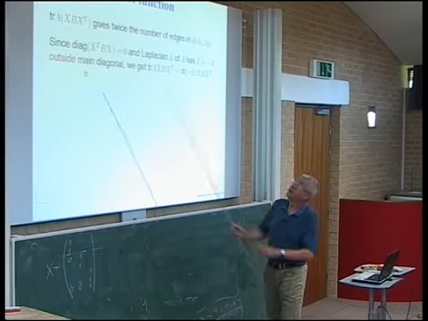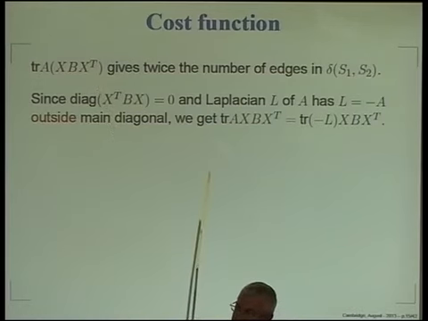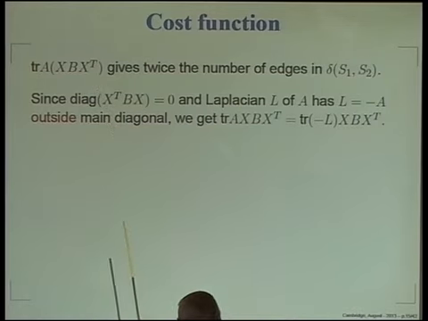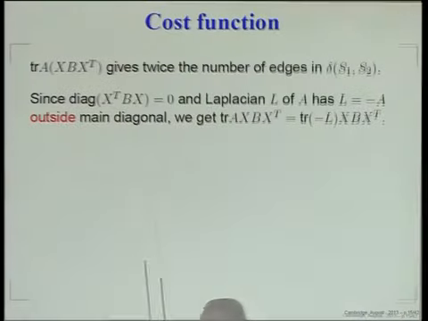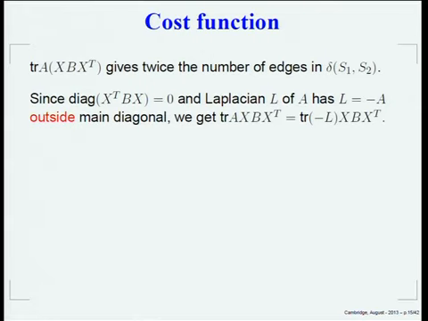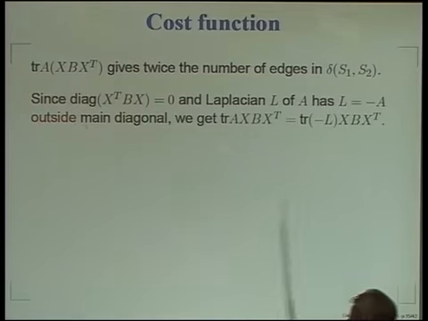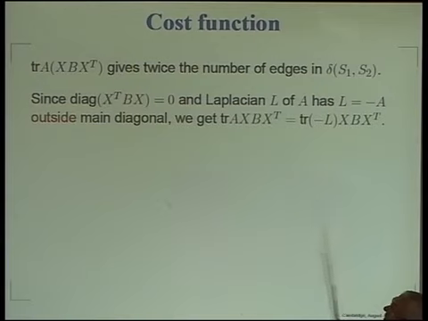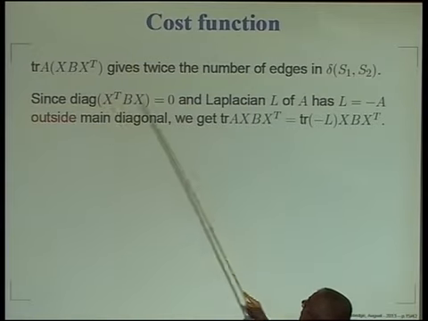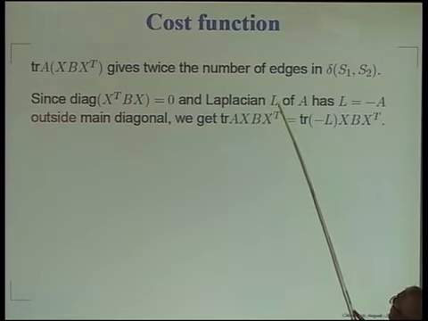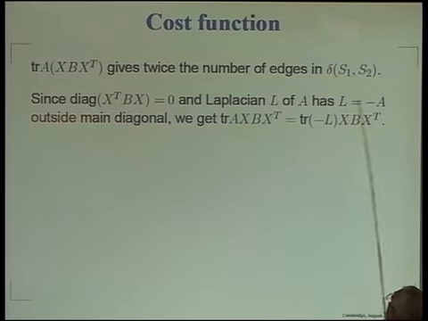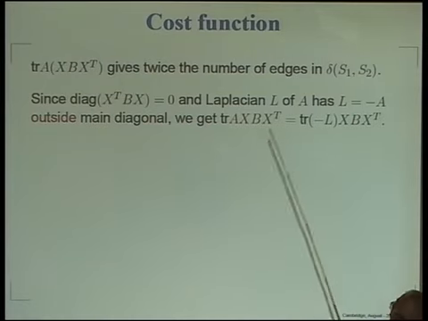Yes, that's what I say here. So X B X transpose would be the complete bipartite graph given by the bipartition S1 and S2. S3 is ignored. And if I take the trace inner product with the adjacency matrix, then I get twice the number of the edges. Now I don't like the adjacency matrix here. I want to introduce the Laplace matrix of the graph, and I can do it because the main diagonal of this matrix is 0, and the Laplace matrix outside the main diagonal is just minus the adjacency matrix. So I can write this function as that.